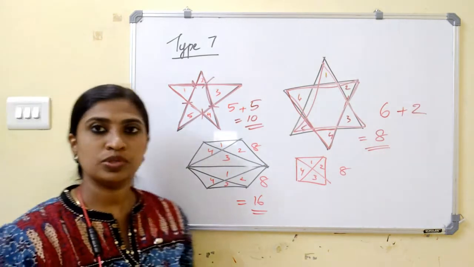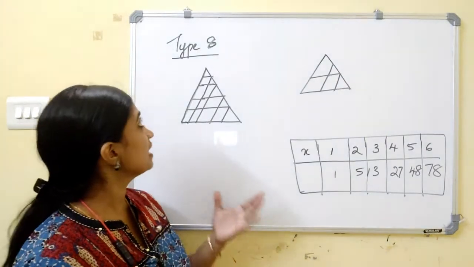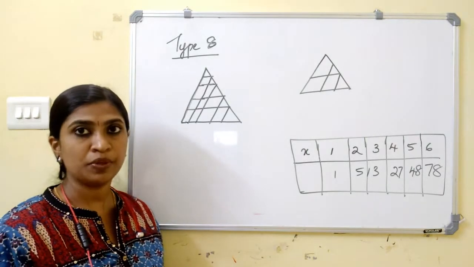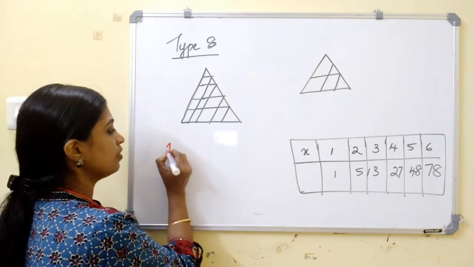Now we can move on to the final type. This is the 8 type problem. In this 8 type problem, you have to consider a series. The series starts from 1.